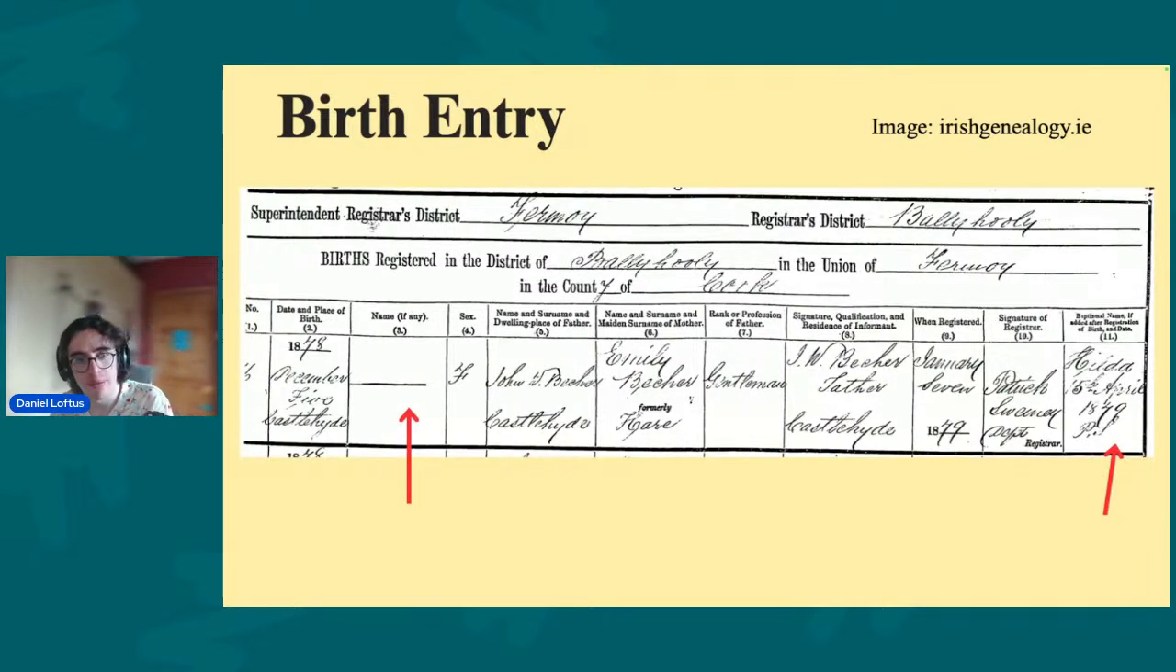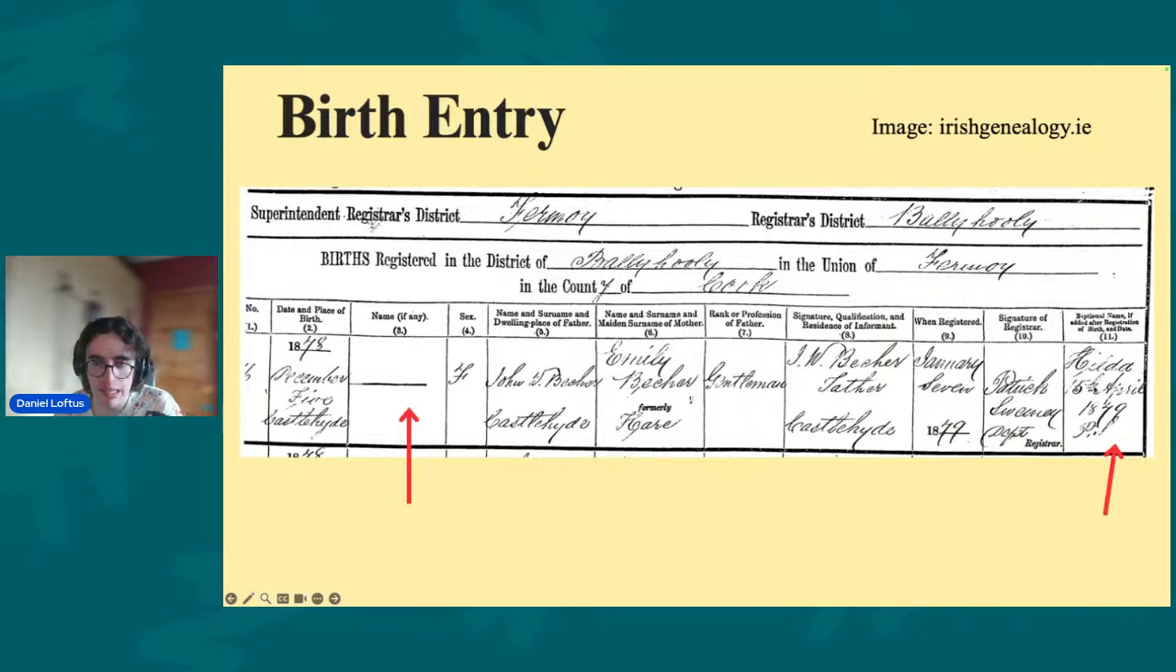So when I was doing research into something completely different, I came across this entry. Originally we had this baby Beecher, who was born on the 5th of December in 1878 in Castlehyde in Ballyhooly, Fermoy in Cork. This baby was born to John W. Beecher of Castlehyde and his wife, Emily Hare. He was a gentleman, and the father registered it. It was originally registered on the 7th of January in 1879 by Patrick Sweeney, the deputy registrar.